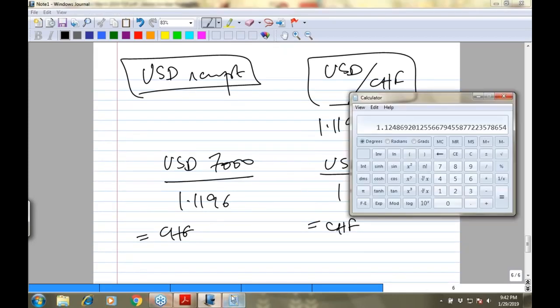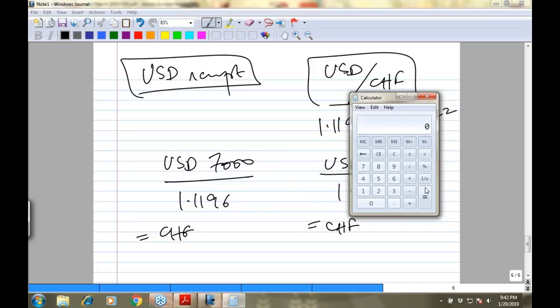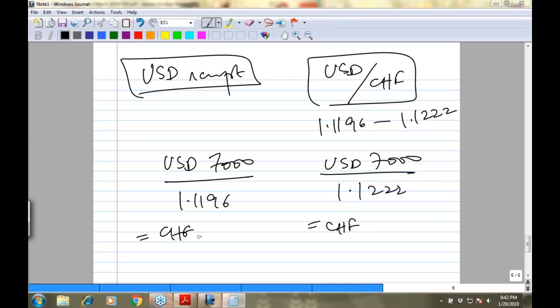7,000 divided by 1.1196 gives you approximately 6,256.